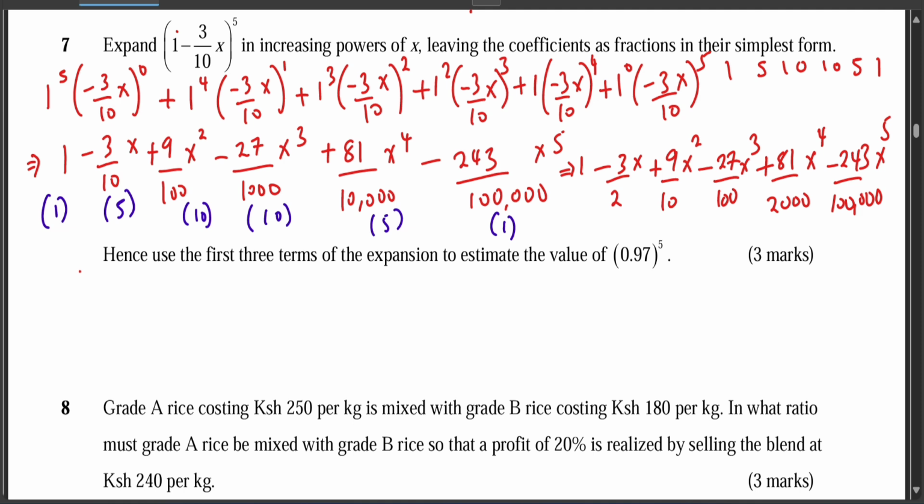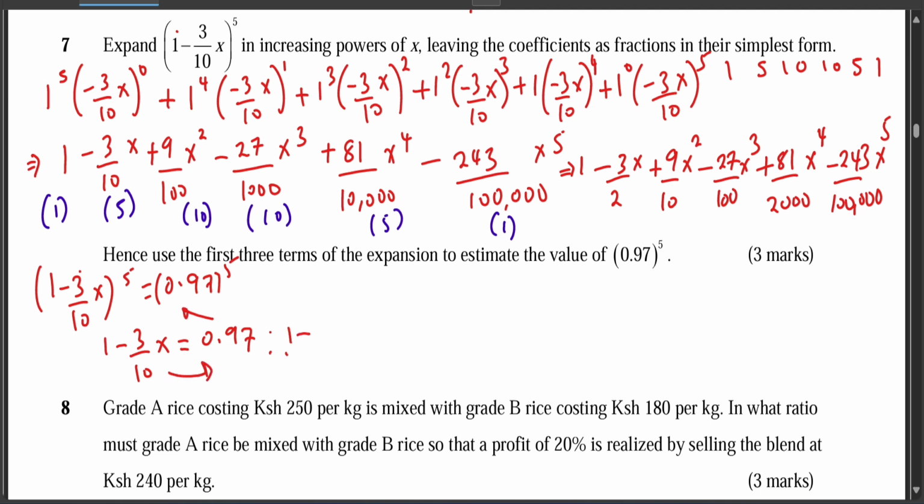We come to the second question, where you are asked, hence use the first 3 terms of the expansion to estimate the value of 0.97. So let's use this one. 1 minus 3 over 10x to the power of 5 is equal to 0.97 to the power of 5. So we just drop the power, so you have 1 minus 3 over 10x. We just need to find what our x is. So let's bring this one here. Taking it to the left side, it will be negative 0.97, and that becomes positive 3 over 10x. So this gives you 0.03, which is equal to 3 over 10x.